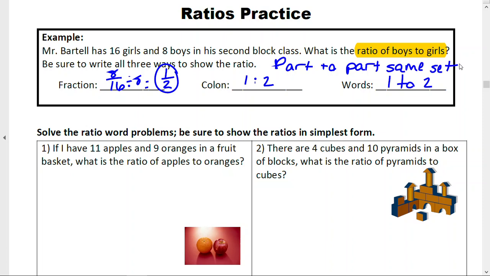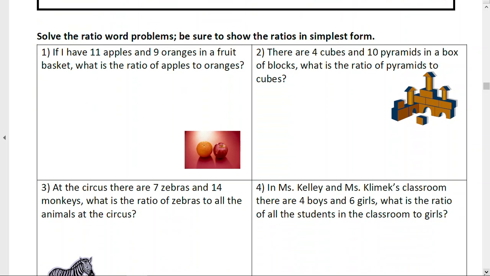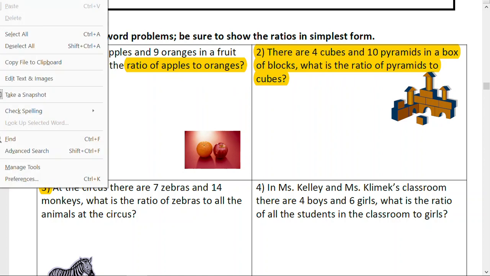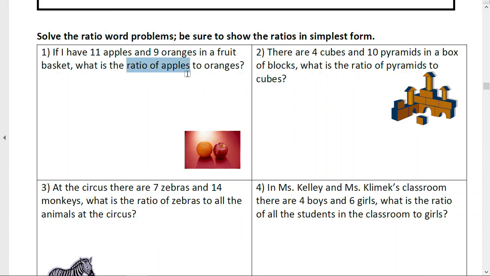Okay, so we have 6 problems to complete, and I'm going to do 2 of them with you, and then I'm going to have you do the other 4 on your own. So if we look at number 1, if I have 11 apples and 9 oranges in a fruit basket, what is the ratio of apples to oranges? Always highlight, I am looking for the ratio of apples to oranges. So I'm just going to highlight apples to oranges.